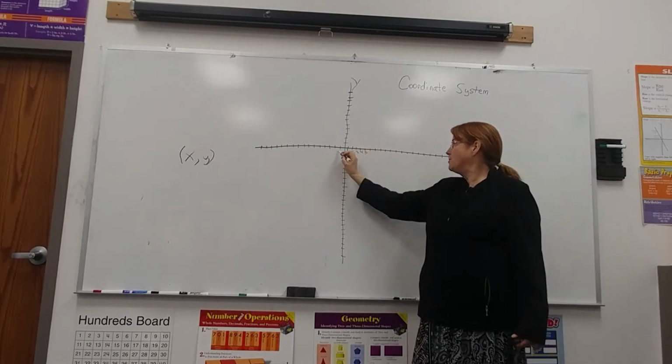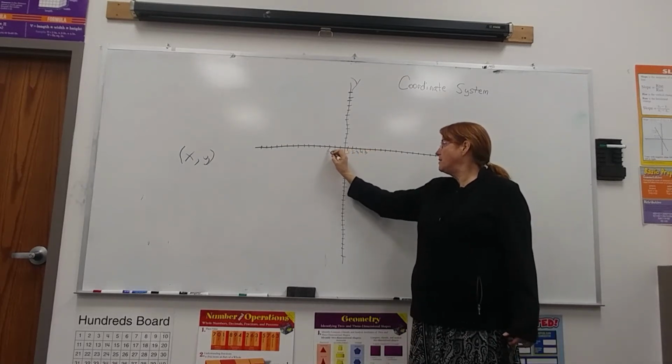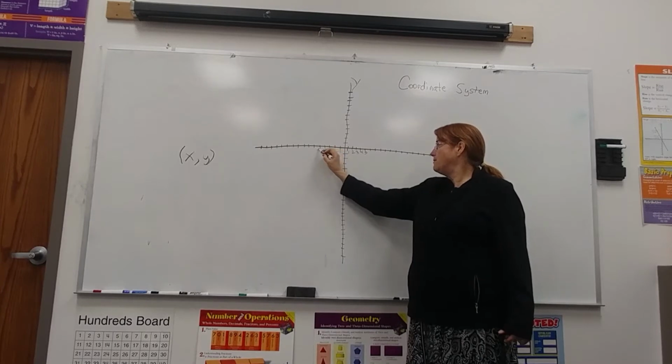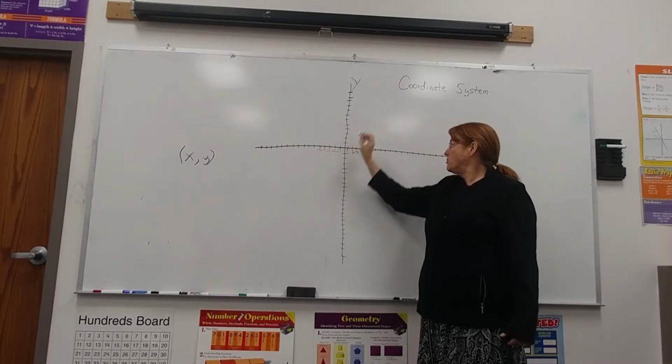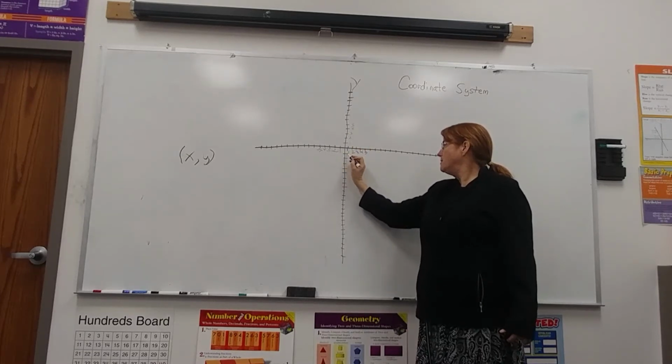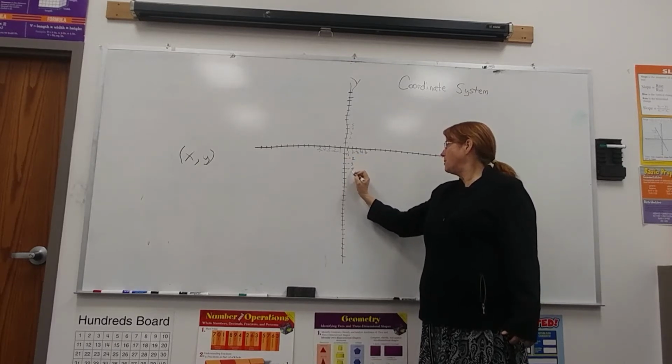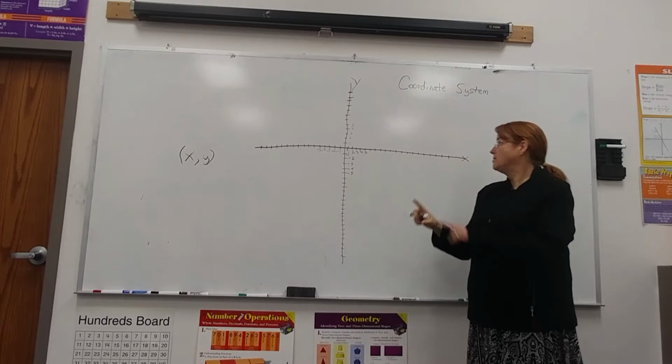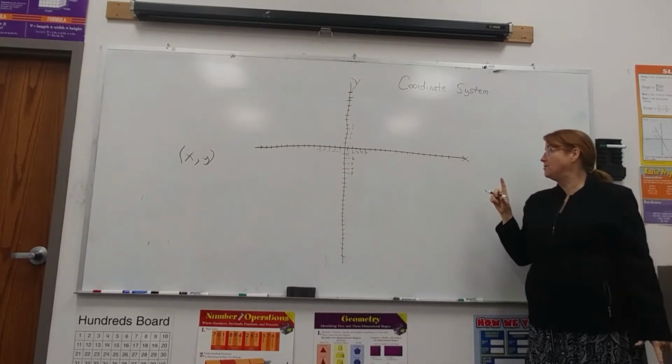These are your negative numbers, -1, -2, -3, -4, -5. Going up is your positive, 1, 2, 3, 4, 5, and going down is your negative. -1, -2, -3, -4, -5, and so forth. So that is how it's kind of built.